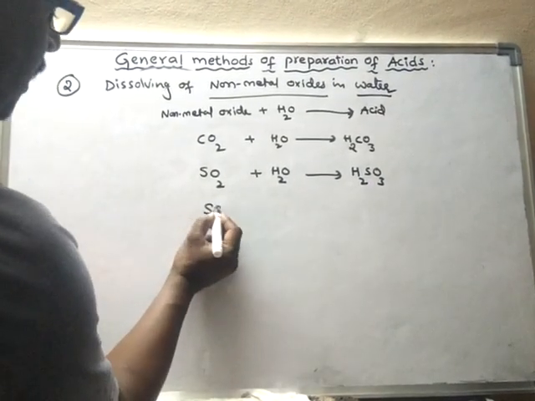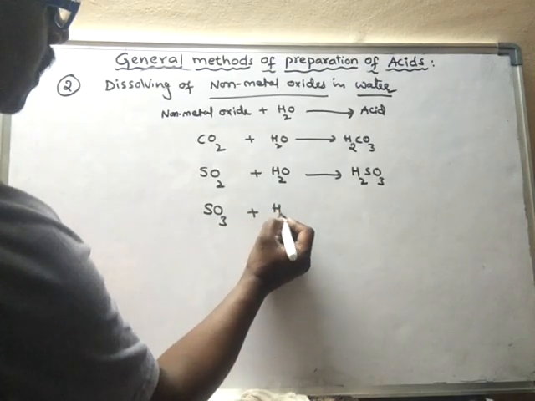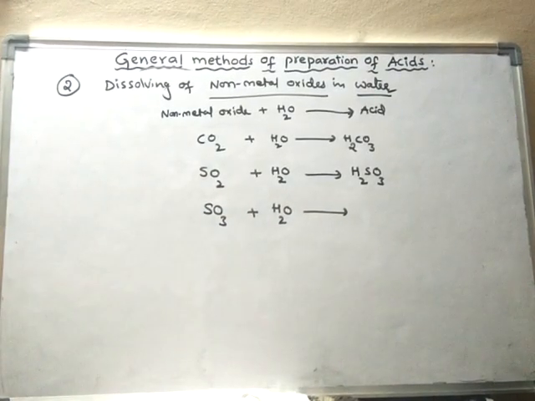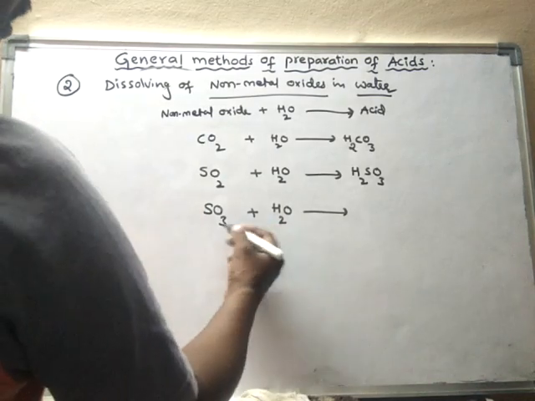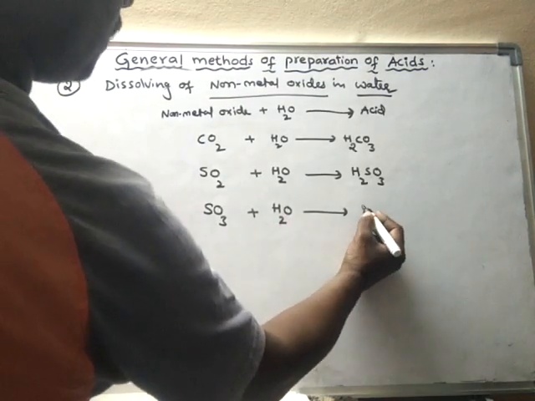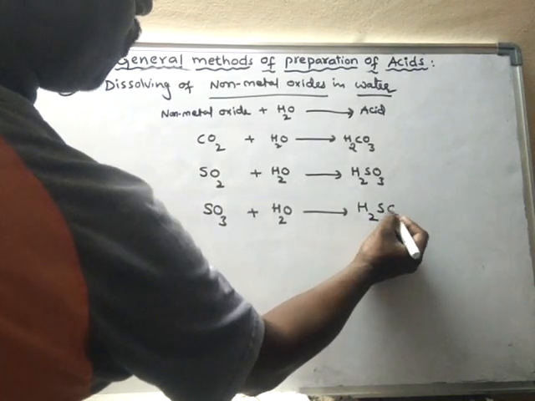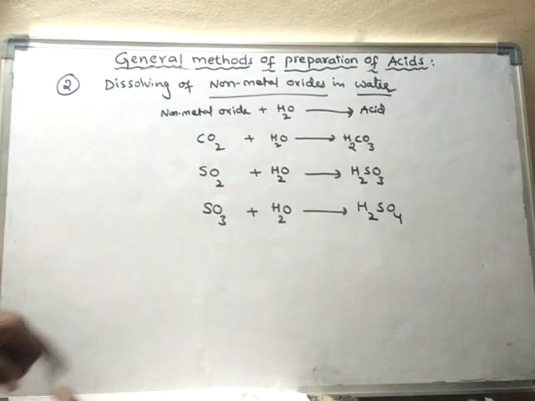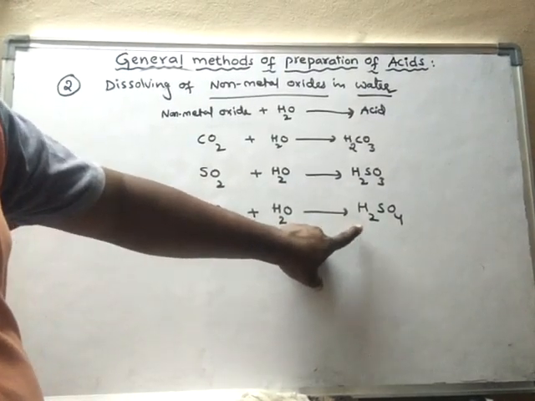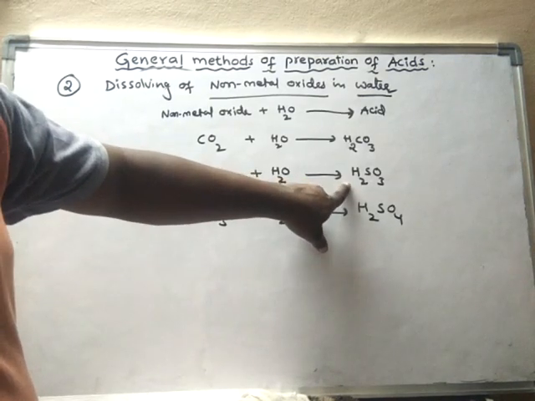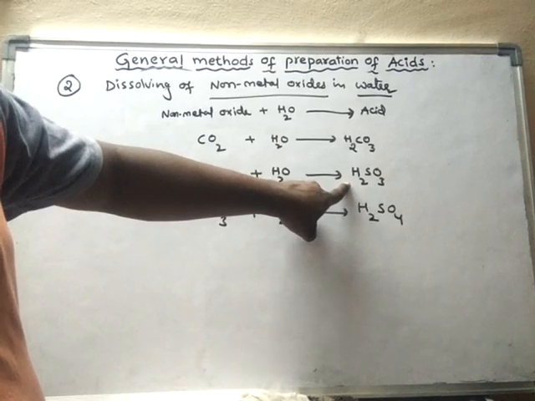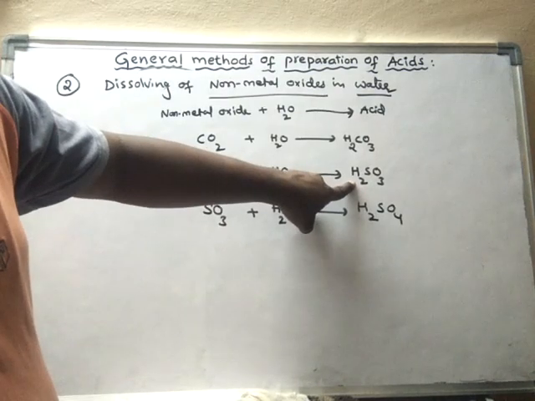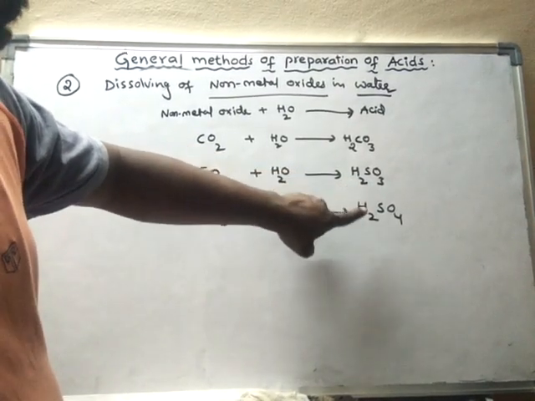When sulfur trioxide gas is dissolved in water, what happens? See, all these are non-metal oxides which are gases. It forms sulfuric acid, H2SO4, and sulfurous acid. In an "-ic" acid there will be one oxygen in excess. In an "-ous" acid there will be one oxygen less than that of the "-ic" acid. So an "-ous" acid always contains one oxygen less than the "-ic" acid.